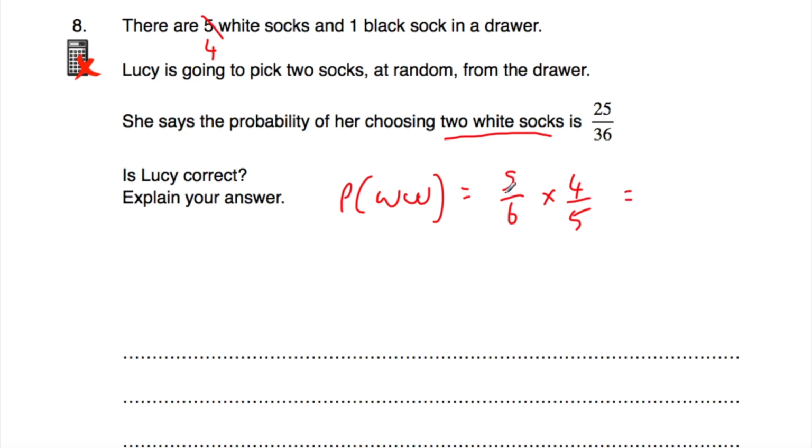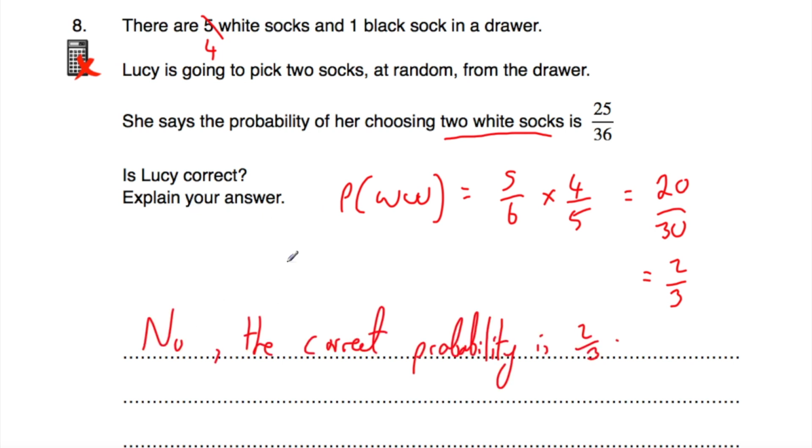And let's work that out and see what it is. And then we'll be able to see if Lucy's right or not. So 5 times 4 is equal to 20, and 6 times 5 is equal to 30. So the probability that Lucy picks 2 white socks would be 20/30. And that actually cancels down to 2/3. And that's not 25/36. So the question says, is Lucy correct? Well, the answer is no, she's not correct. And let's explain that. I've just written no, the correct probability is 2/3.